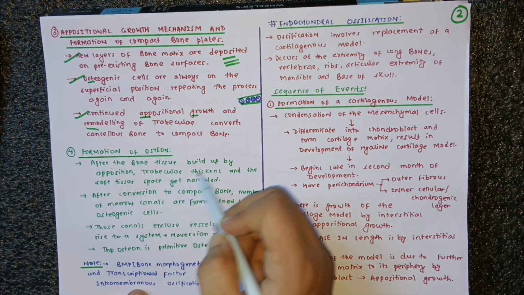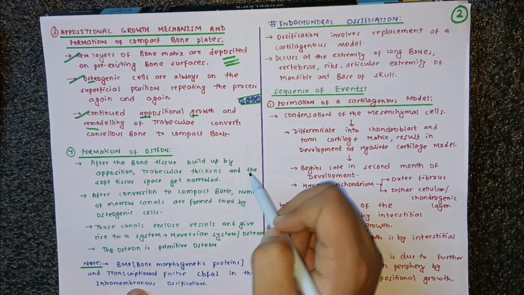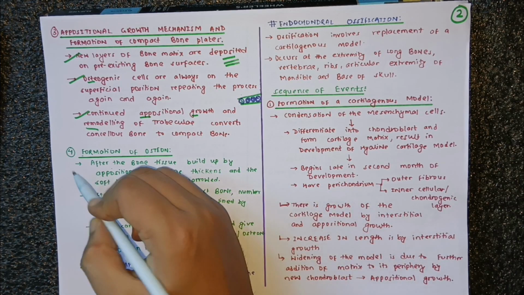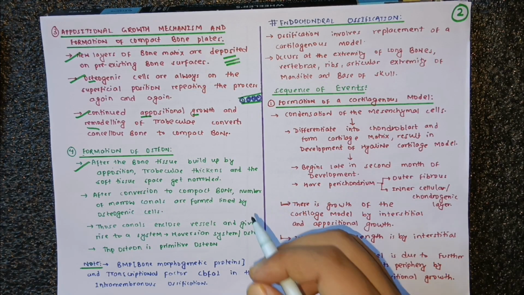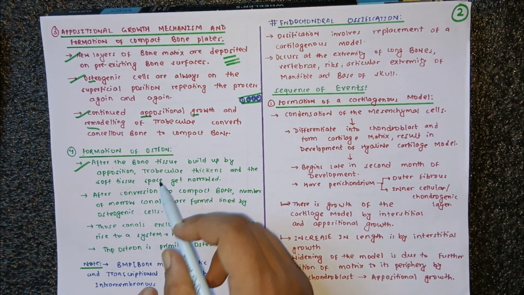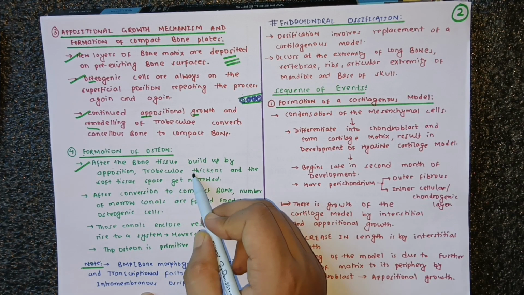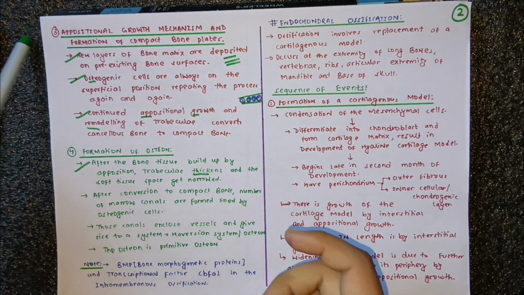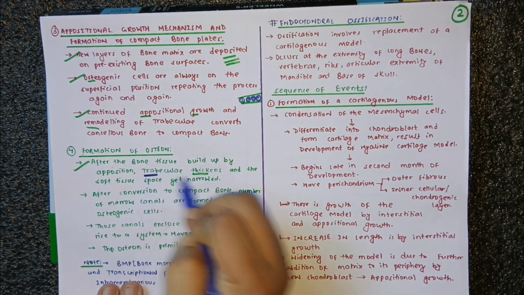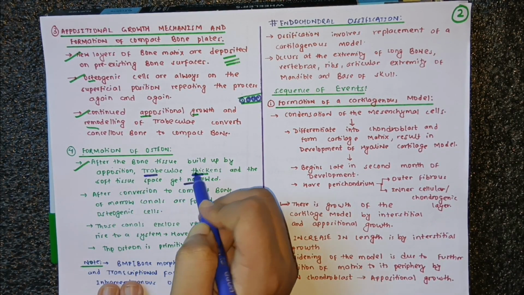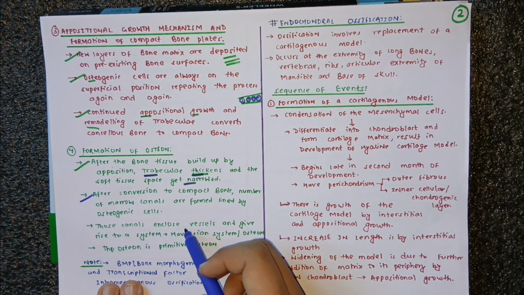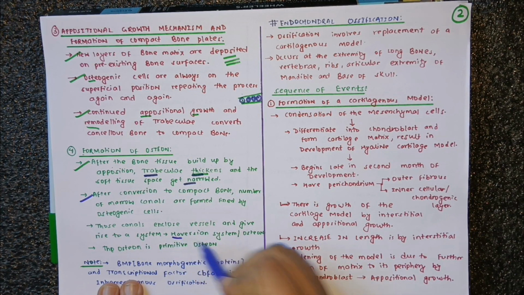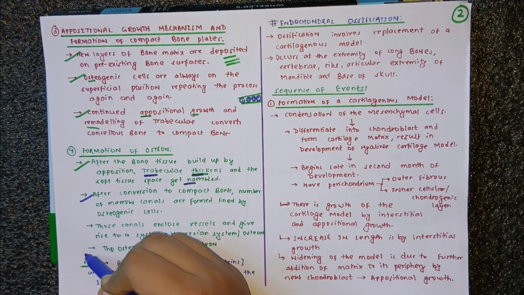After the bone tissue is built up by apposition, the trabeculae thicken and the soft tissue spaces get narrowed. When the apposition is properly completed, the trabeculae are thickened and the soft tissue gets narrowed. After conversion to the compact bone, a number of marrow canals are formed, lined by the osteogenic cells. This is important here. Those canals enclose the vessels and give rise to the Haversian system, or the osteon. The osteon is a primitive osteon.